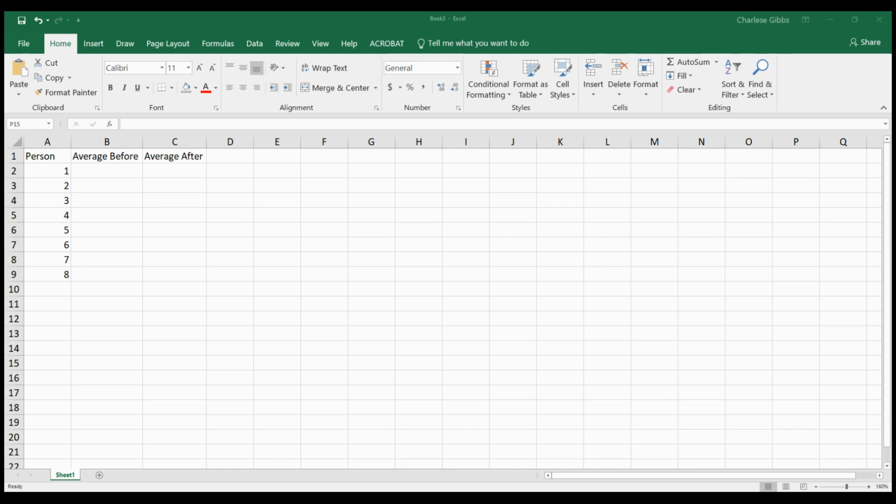So here we are in Excel, and I have my column A with my labels, and I'm going to put in my data. Thought I had it in already, but I don't. 96, 95, 95, 99, 87, 104, 105, 94. And then my average after. I didn't put the whole entire name of it, but you can.